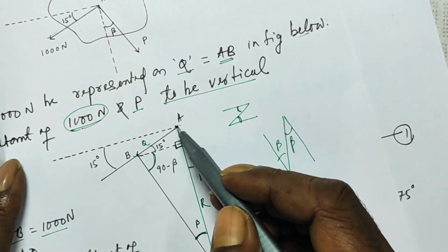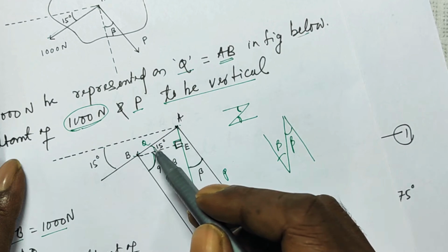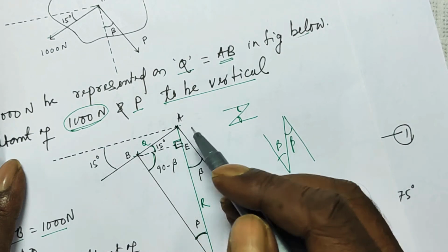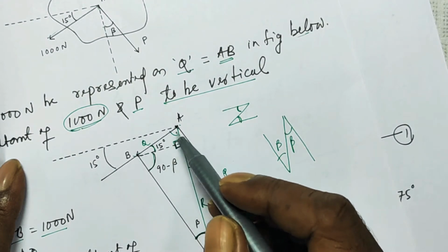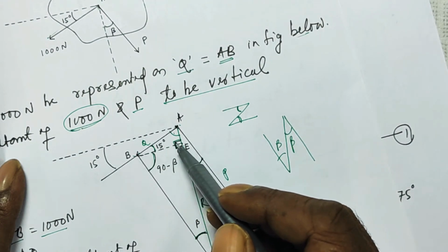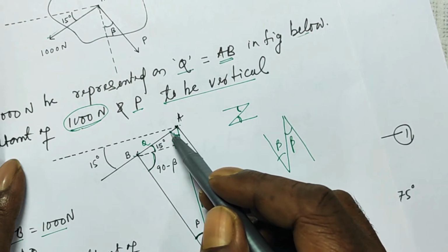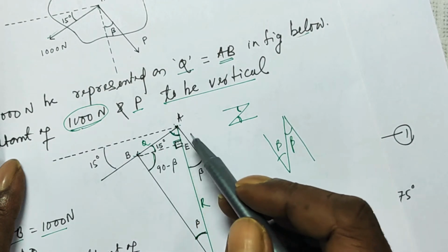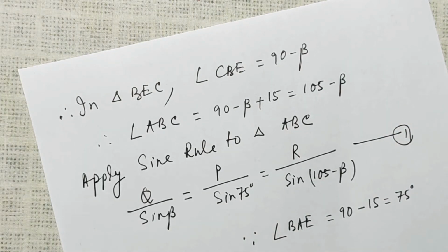Now if you look at the triangle ABE, this is 90, this is 15, I have just proved. So I am left with one more angle, this angle. The sum of the three angles is 180. This is 90, this is 15, so this much will be 75. Angle BAE will be 75.